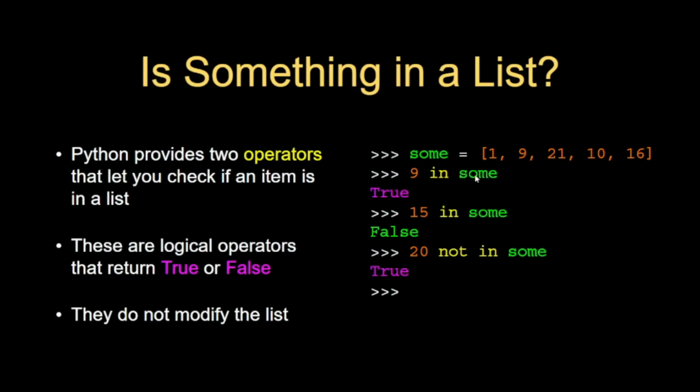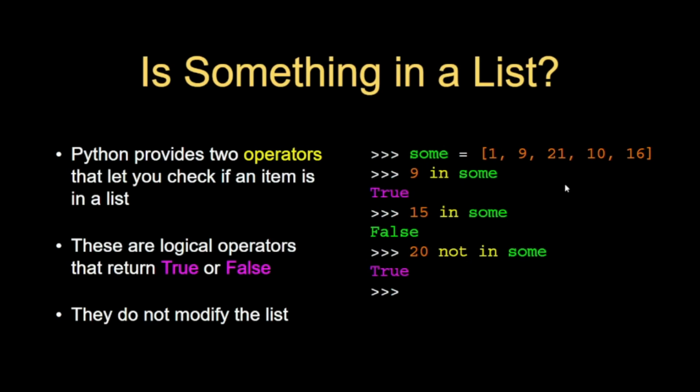If it is present in the list, then Python will return the boolean value true, otherwise it will return false. For example, as we can clearly see, the element 9 is present in the list. So if we print 9 in sum, it will return true. If we print 15 in sum, since 15 is not present in the list, Python will output the boolean value false. 20 not in sum: not in is an operator used to check whether a particular item is not present in the list. So it will return true because 20 is not present in the list.